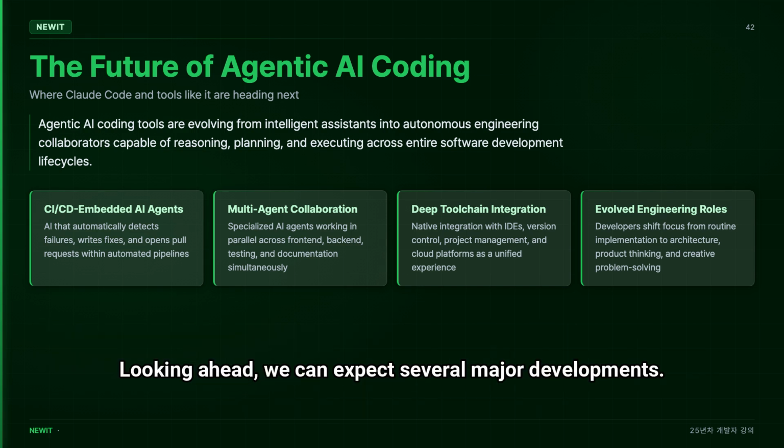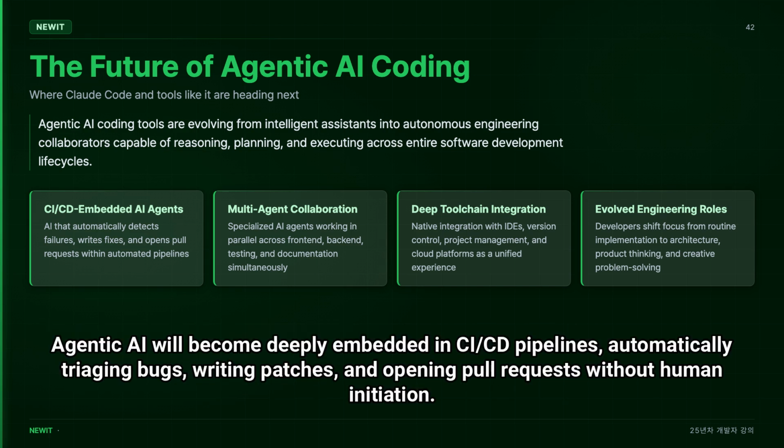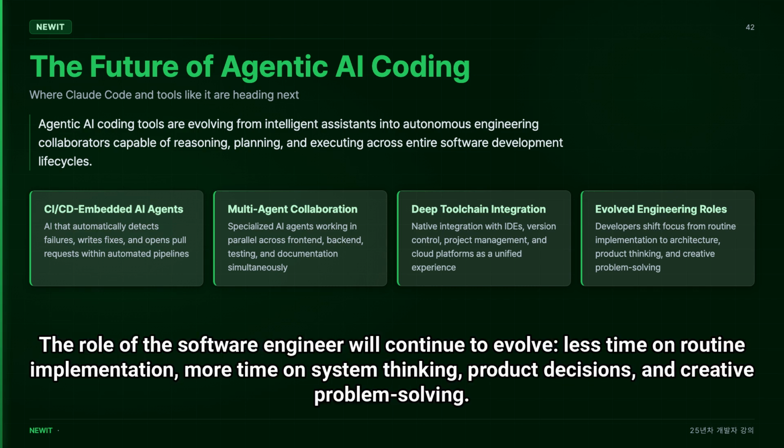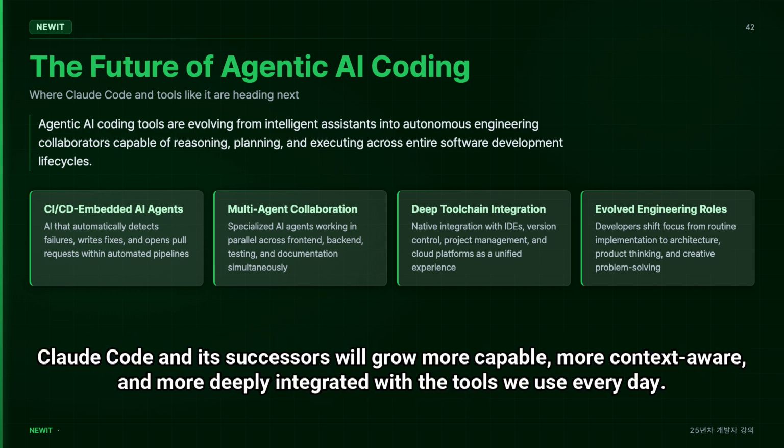Looking ahead, we can expect several major developments. Agentic AI will become deeply embedded in CI/CD pipelines, automatically triaging bugs, writing patches, and opening pull requests without human initiation. Multi-agent systems, where specialized AI agents collaborate on different parts of a codebase simultaneously, are already emerging and will become mainstream. The role of the software engineer will continue to evolve. Less time on routine implementation, more time on system thinking, product decisions, and creative problem solving.